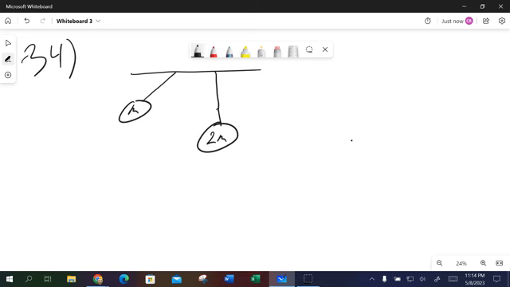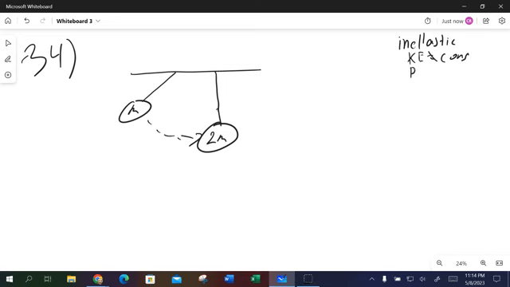So sphere 1 is pulled back and then is released from rest, and it's going to collide with the second sphere. After this, it's an inelastic collision because they stick together. So we know that kinetic energy is not conserved, but momentum is conserved. Then it asks us, what is the change in kinetic energy of the two-sphere system?